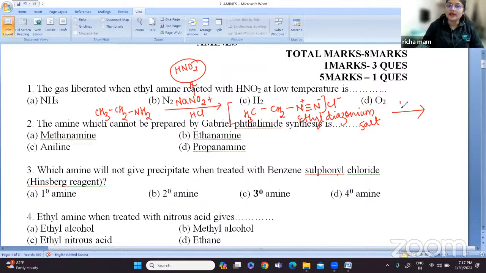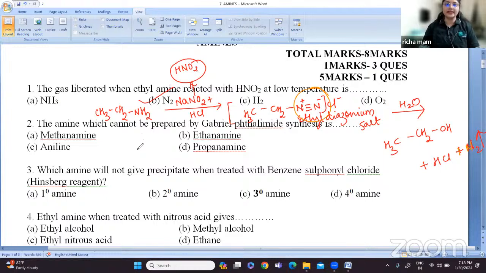This further, there will be liberation of water molecule and it forms CH3CH2OH plus HCl, with the liberation of N2 gas. So what is liberated? N2 gas is liberated. In this nitrous acid, you can see this N triple bond N, right? This N triple bond N will be given out in the form of N2 gas. So what is the answer? The answer is B.